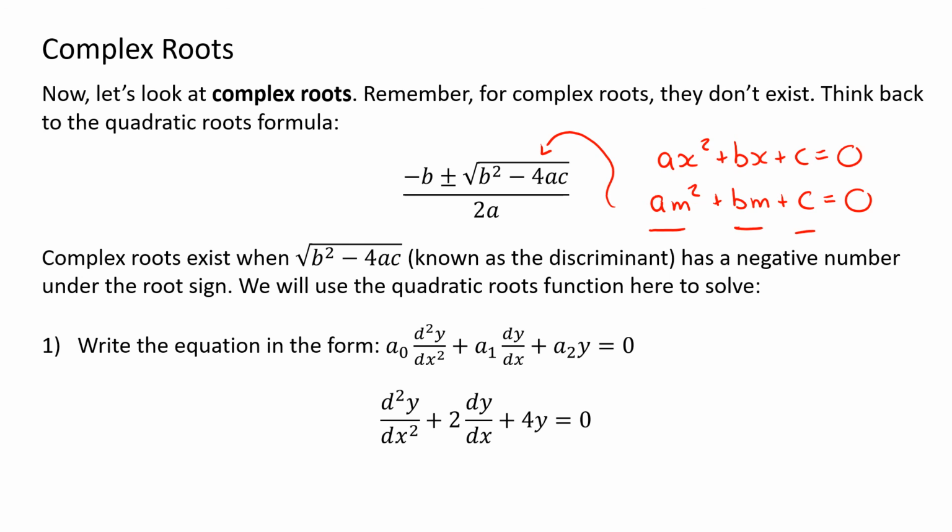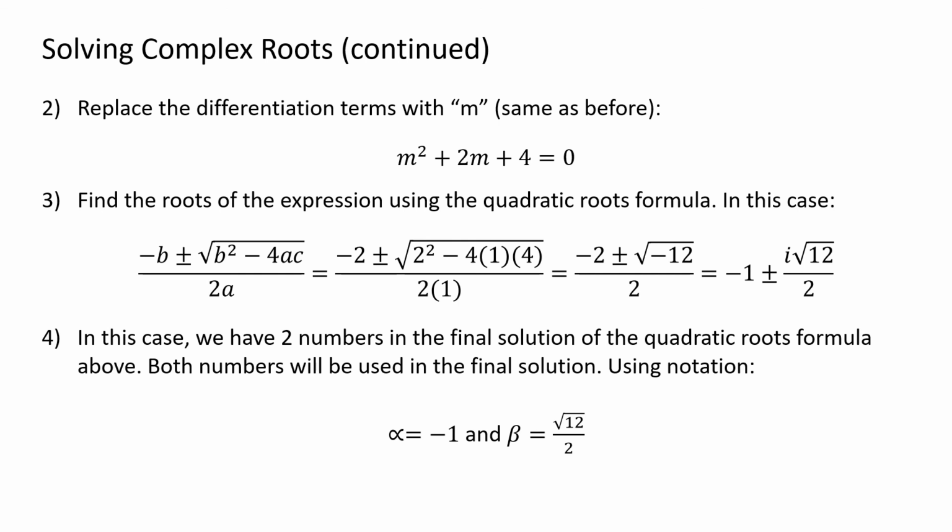Okay? So to solve this, again, I'll run through the steps. The first step remains the same. You have to make sure that you have all the terms on the left-hand side, first derivative, second derivative, and the function of y, and it equals 0 on the right-hand side, again, to be a homogeneous second-order equation. So our example we're going to use to show you this is d squared y by dx squared plus 2 dy by dx plus 4y is equal to 0. Same as before, our next step is we're going to replace the d squared y by dx squared, dy by dx, and y terms with the appropriate m terms. And we're left with m squared plus 2m plus 4 is equal to 0.